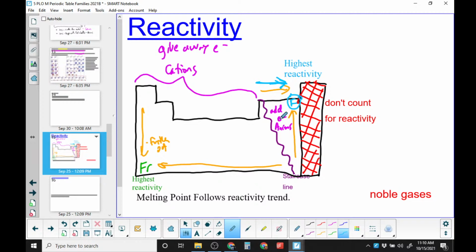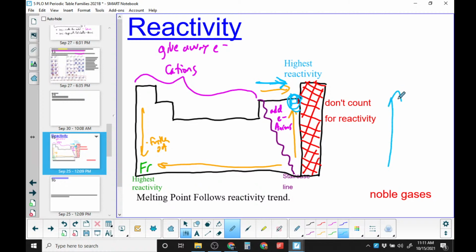Oh no, you're talking about them wanting to fill up their shell. But I'm talking about the force. So as you go across, what's happening to the attraction to the electrons? There's more protons. More protons means more what to the electrons? More attraction. So francium would have the most attraction to electrons. And if they're trying to pick up electrons, then that helps.